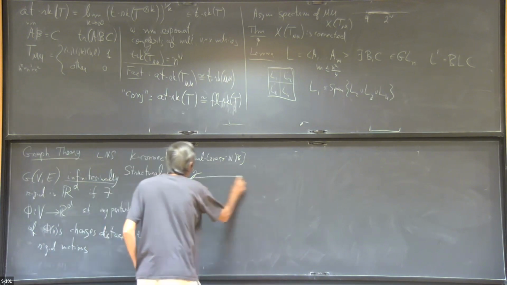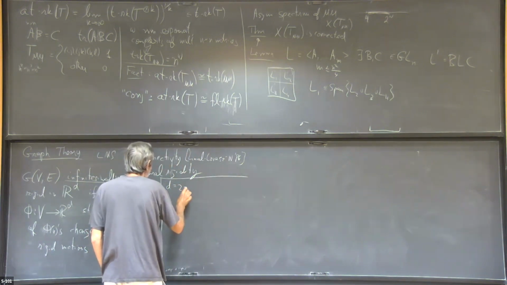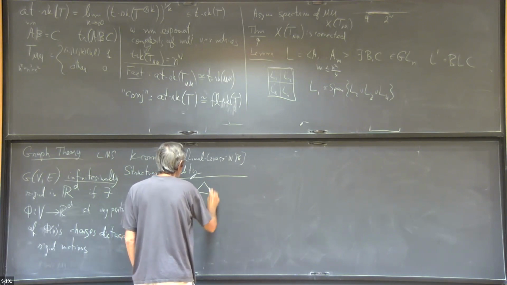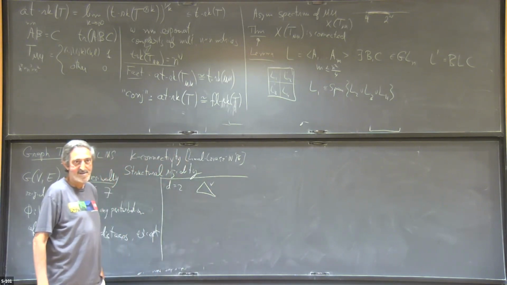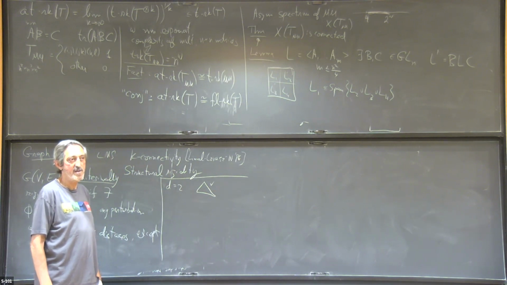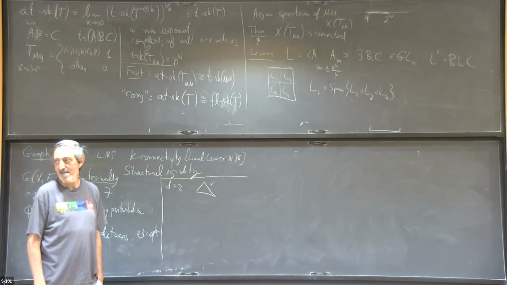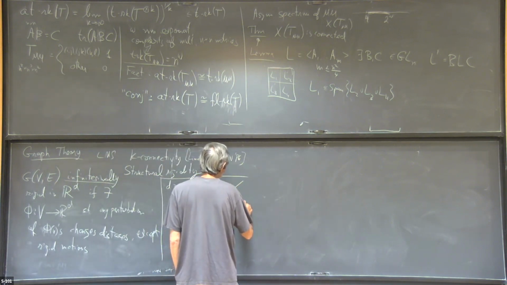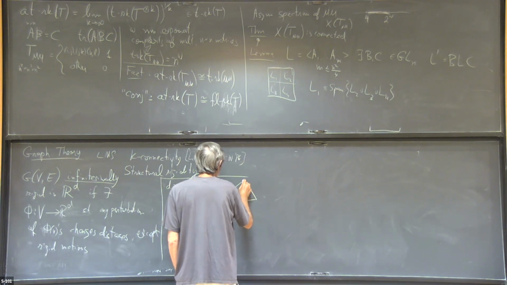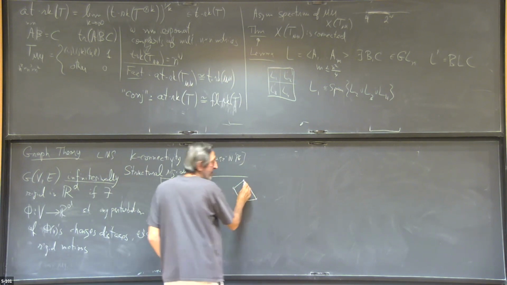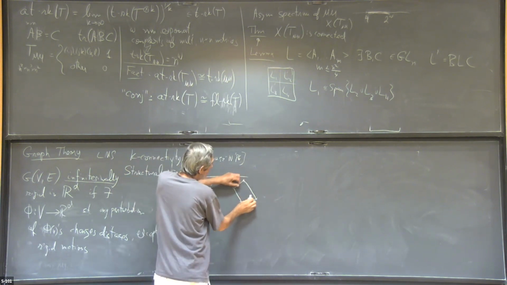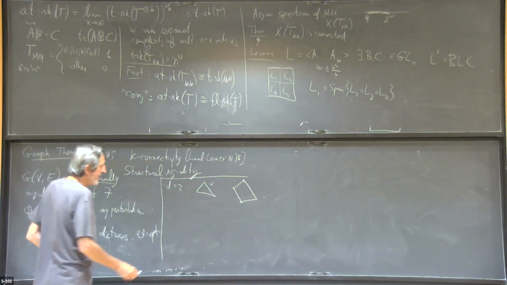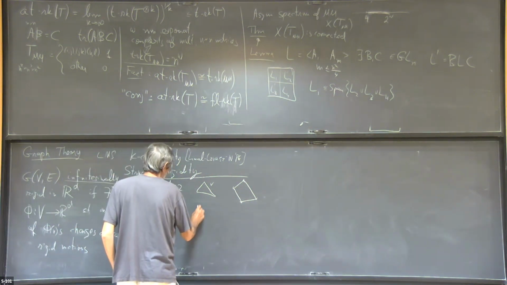So let me give you some examples. In dimension equal to 2, this is rigid. The graph of a triangle is rigid. In fact, any embedding of the triangle is rigid. But if you have something like this, a full cycle, it is not rigid, right? You can push this in and push this out.